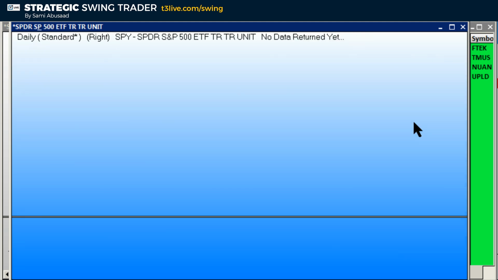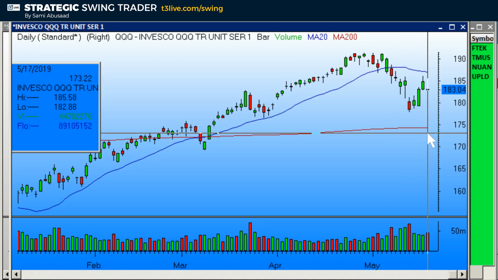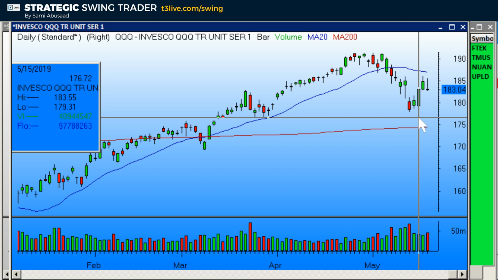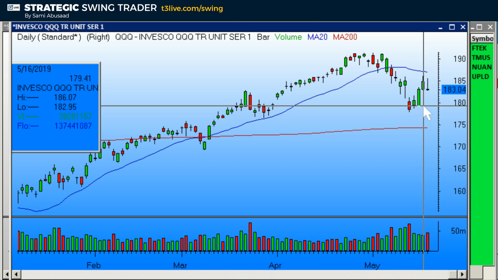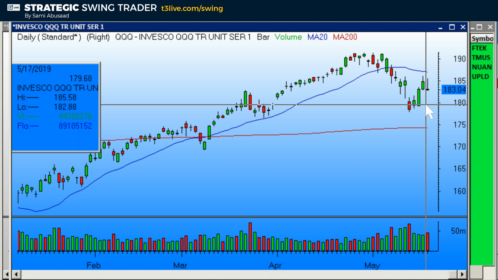So let me recap one more time. If the Qs breaks under 182.88, we, technically speaking, should make it to the prior low, 179.31 or so, this area. But after that, it's not going to be very clear. I will switch to probably neutral, depending on how we get there.